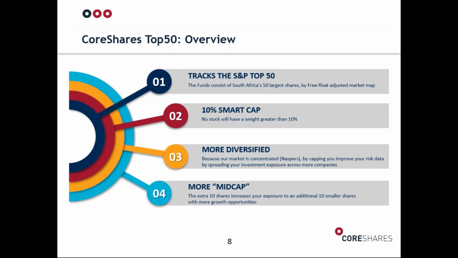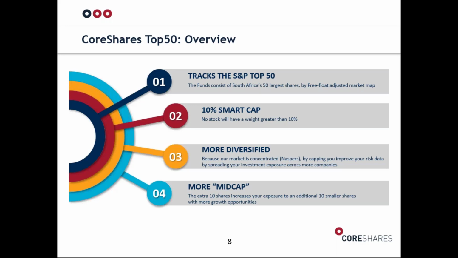Now, CoreShares offers a range of index tracking ETFs, and one of our flagship ETFs is the CoreShares Top 50. This fund tracks the S&P SA Top 50 Index and consists of South Africa's top 50 largest companies by free float adjusted market cap. The Top 40 was one of the very first index tracking ETFs in South Africa, but it did come with its challenges. And one of those challenges was the concentration of bigger companies because it was simply market cap weighted. We have since introduced the Top 50 index tracking ETF.